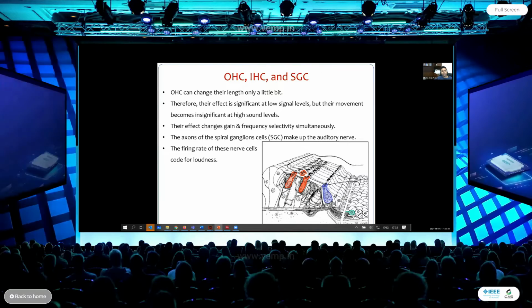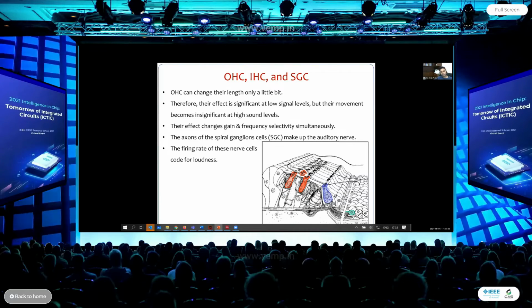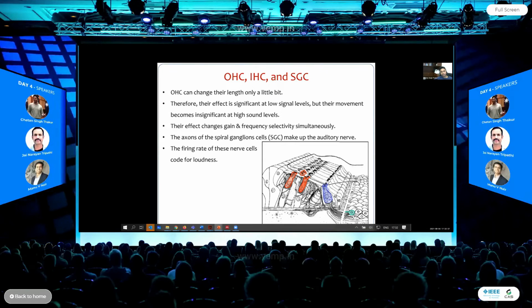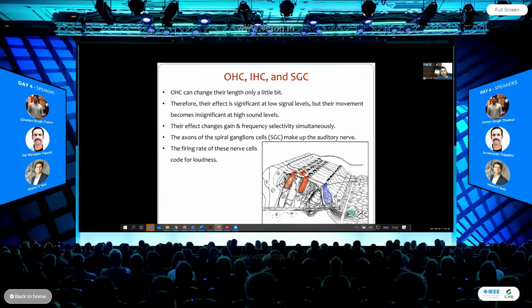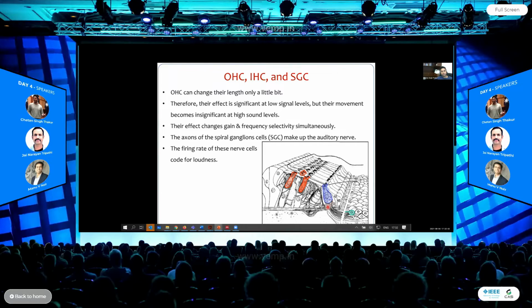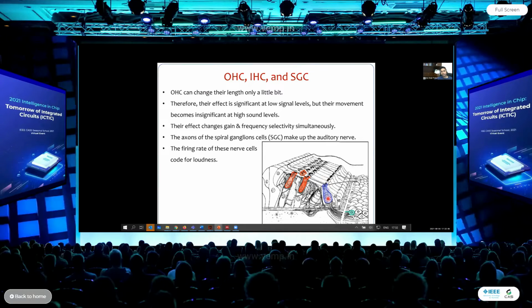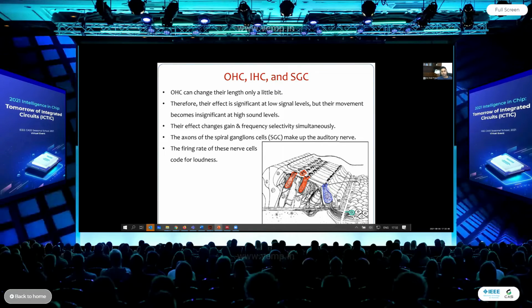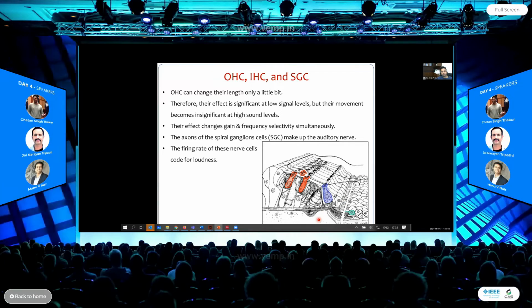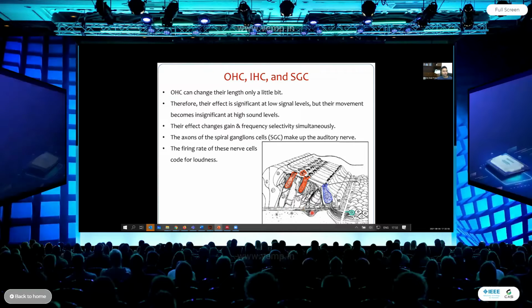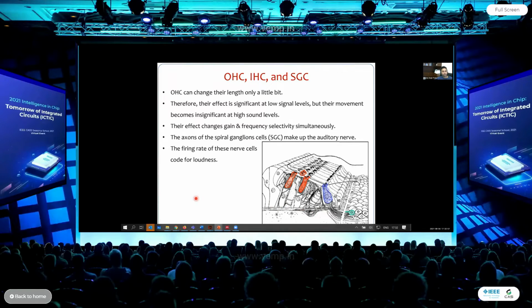Yeah, here. If you see here, this red cell is the outer hair cells, sitting on the basilar membrane here at the bottom. And then you have the inner hair cells, which emit a spike when the basilar membrane vibrates, and then you have the spiral ganglion cells. Their axons contribute to the auditory nerve, which goes to the primary auditory cortex.